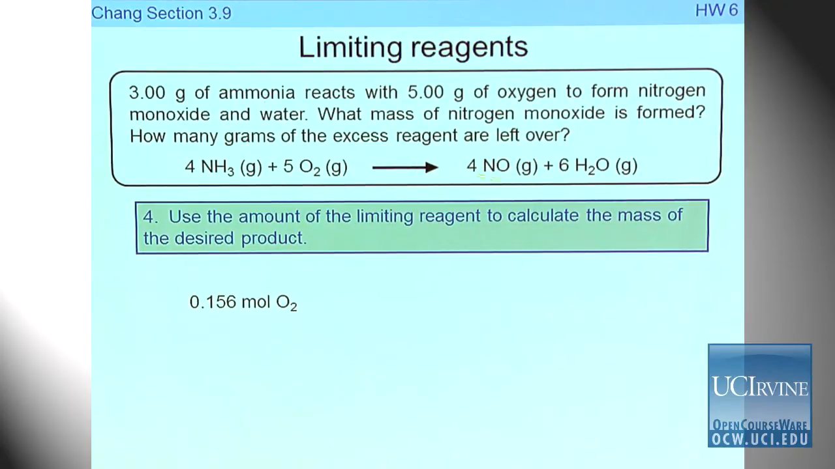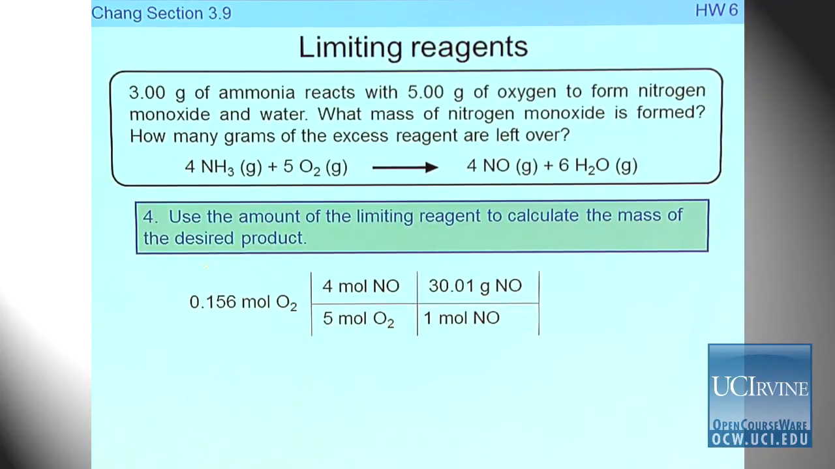4 moles of the product for each 5 moles of oxygen. I make a ratio with oxygen at the bottom and nitrogen monoxide at the top because I want to go to nitrogen monoxide. Just like that. Moles of oxygen will strike out, and I'm converting this whole thing into moles of nitrogen monoxide, which is the number of moles of the product. Okay?